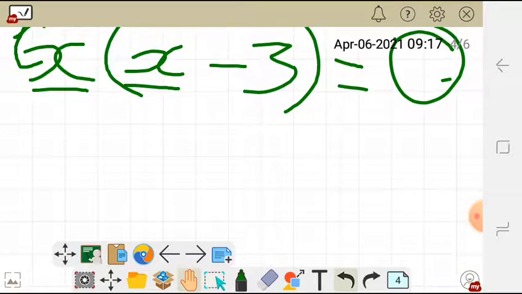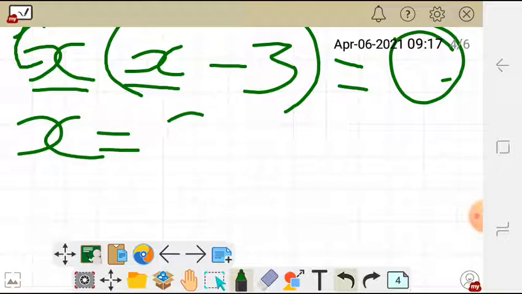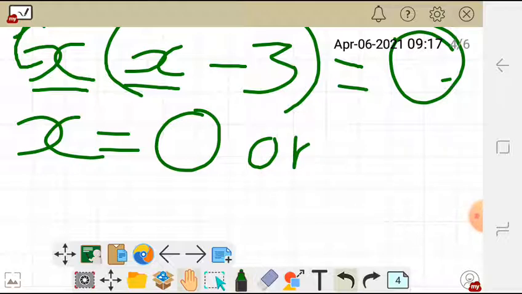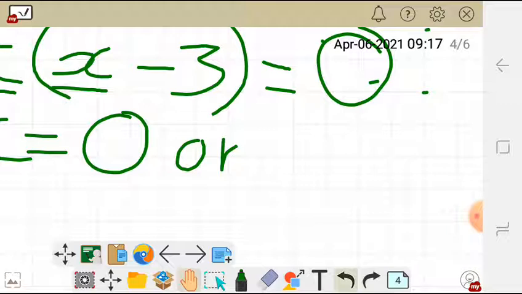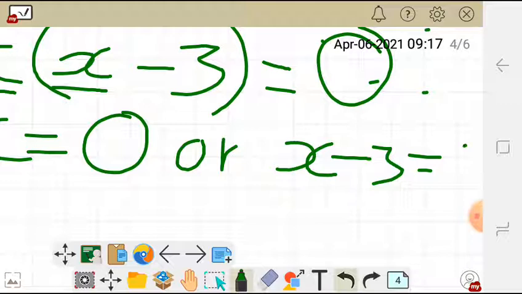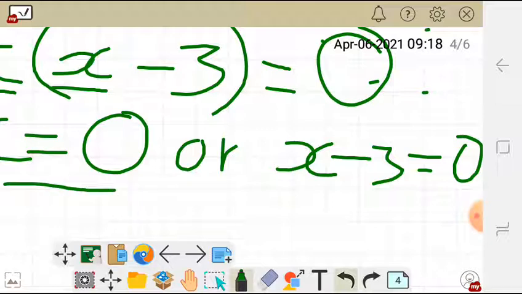So what you do here, you simply take the x which is outside the bracket and say that x equals 0, or the x minus 3 in the bracket is also equal to 0. So we are going to have two solutions for x here. I have already found the first value of x, which is x equals 0, and then let's also find the other value of x from x minus 3 equals 0.